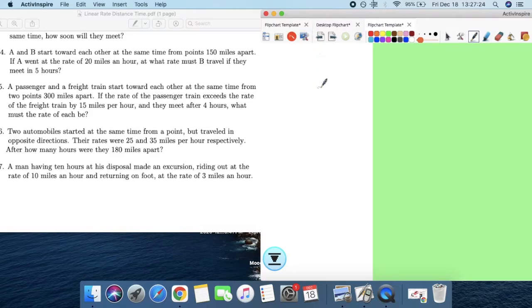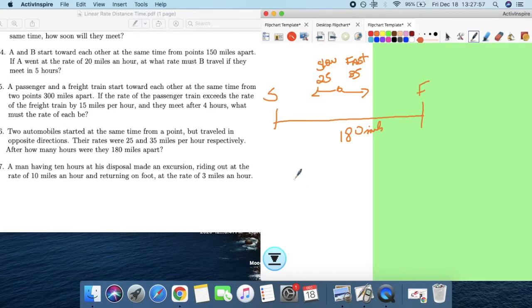Number 6. Finally, 2 cars. One's going this way, one's going that way. Let's call this a 25. So A is the slow, B, let's just call it fast and slow. How's that? The fast one's going that way. It's 35 miles an hour. So after they stopped at some point, they're 180 miles apart from each other, right? So they eventually get that far apart. After how many hours did they reach that point where they were 180 miles away from each other?